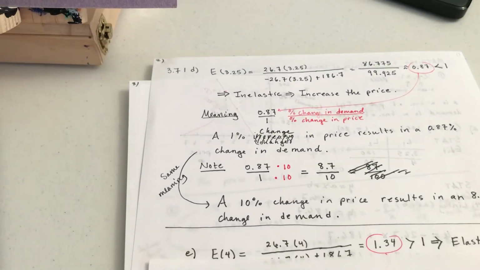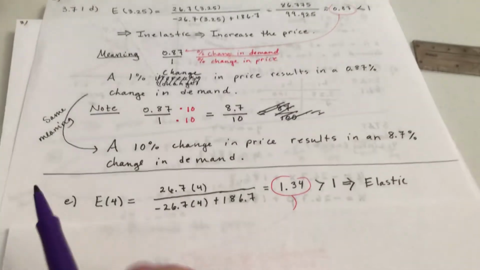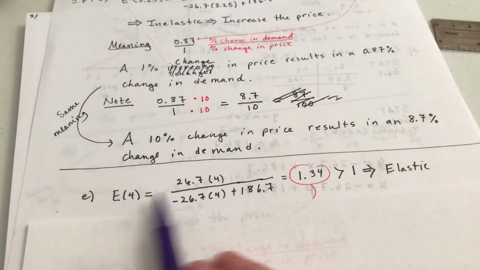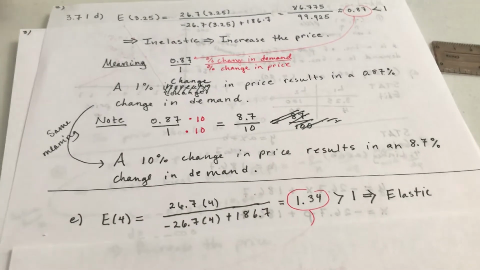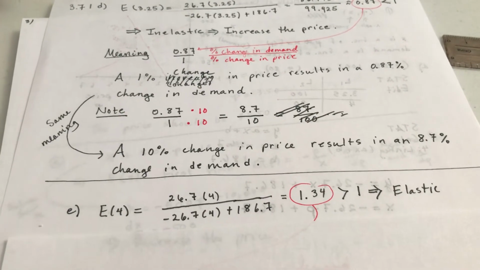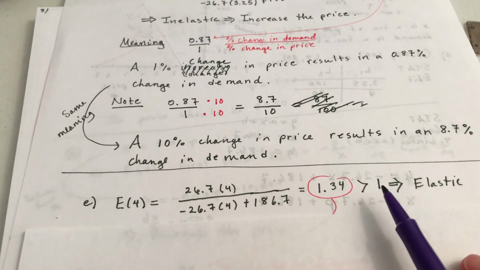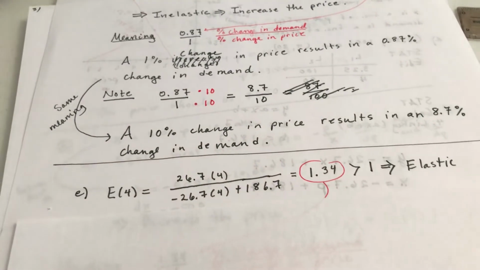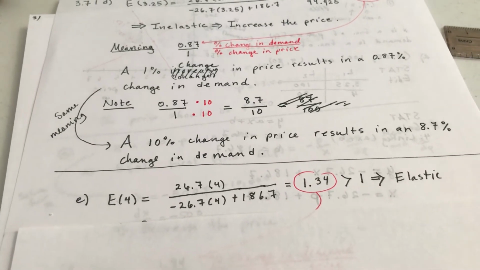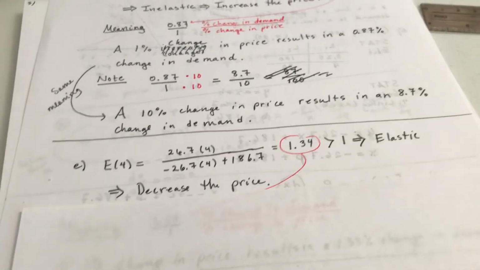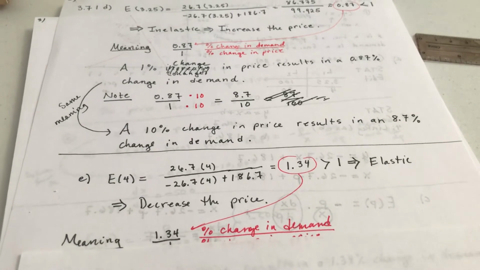Let's go ahead and take a look at E while we're here. E is asking us to find E of 4. So looking at the $4, you plug that in, you get 1.34, which is greater than 1. And to use this video, I would definitely turn it off and see if you do get 1.34. And that gives us a greater than 1, which is elastic. So a change in price is resulting in a very large change in demand. And that means that we should decrease the price at that value.